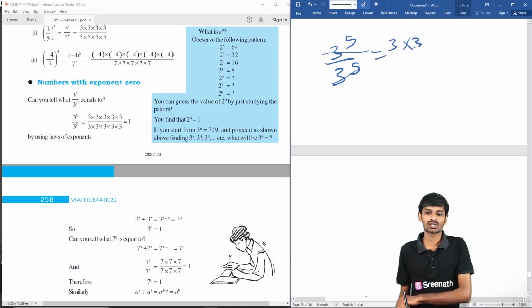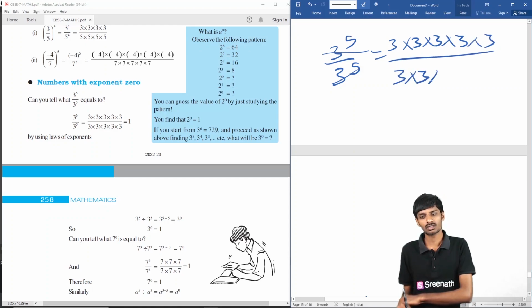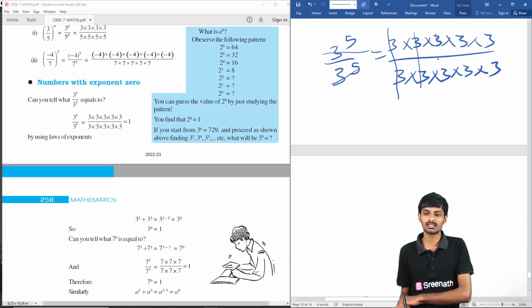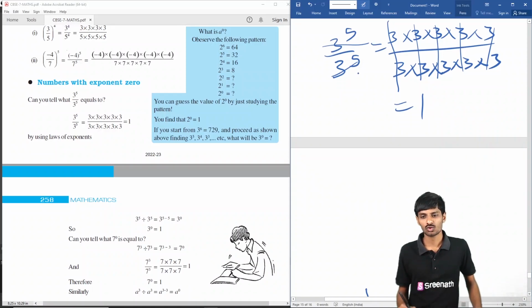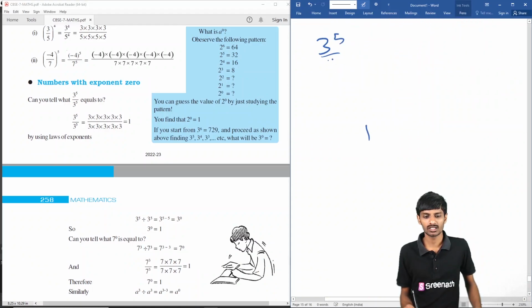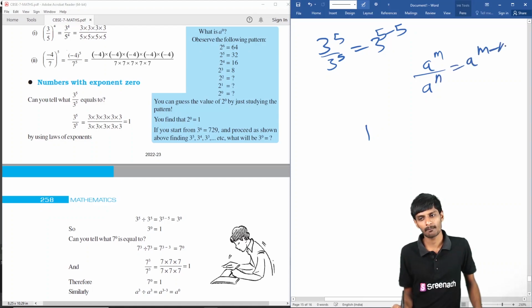If you want to write it, you can write 3 into 3 into 3 into 3 into 3, five 3s, and the denominator also has five 3s. If you cancel this 3, this 3, this 3, this 3, this 3, you are getting nothing, 1. That's it, students. So 3 power 5 divided by 3 power 5 is nothing but 3 power 5 minus 5. That is the formula: a power m by a power n is equal to a power m minus n. So it is 3 power 0.